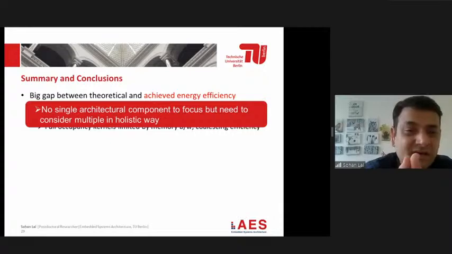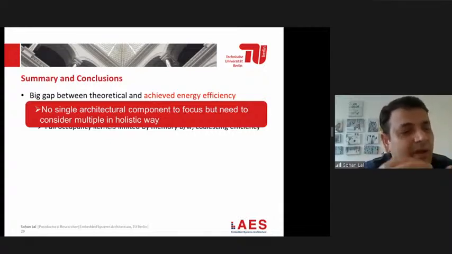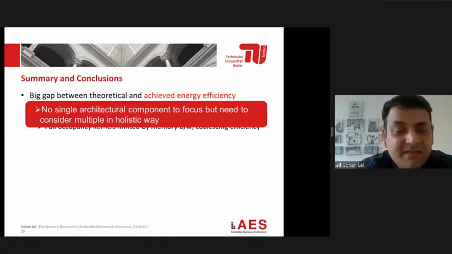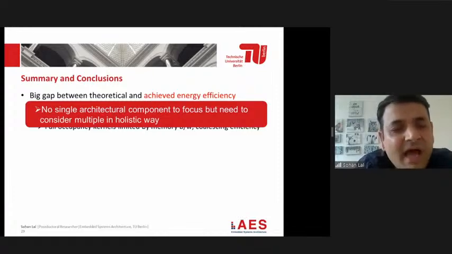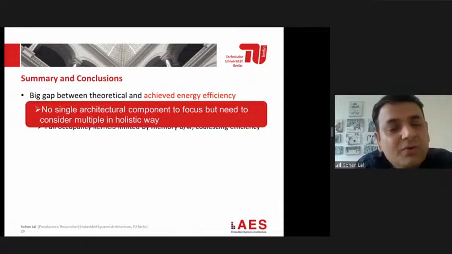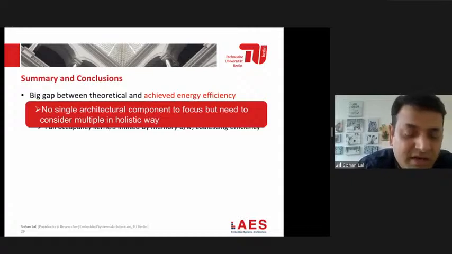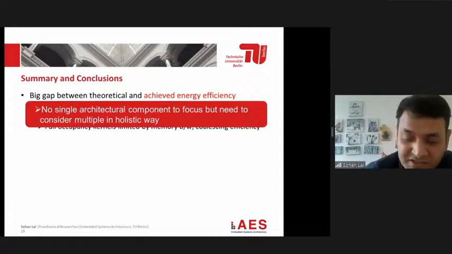For this particular part of the research, my bigger conclusion or bigger message is that no single architectural component is enough to focus on, but we need to consider multiple of them in a holistic way to increase the energy efficiency of the GPU. By this, I mean, for example, just increasing the occupancy is not enough. We need to look at all components together to increase their performance and energy efficiency.